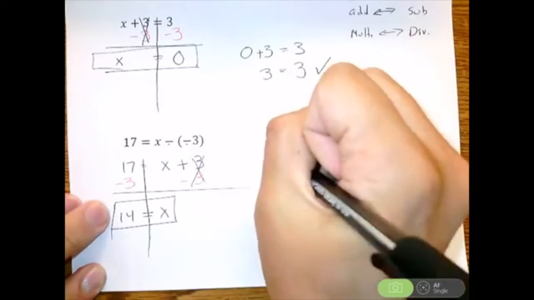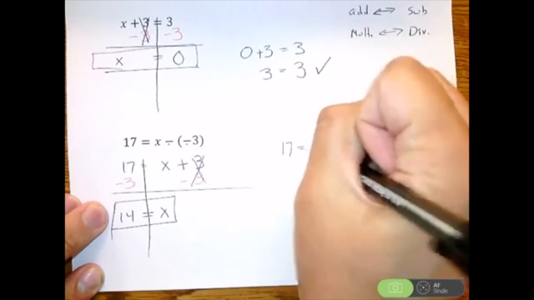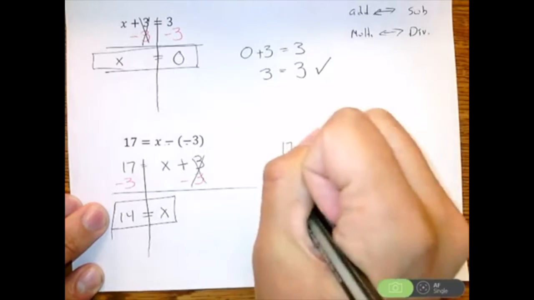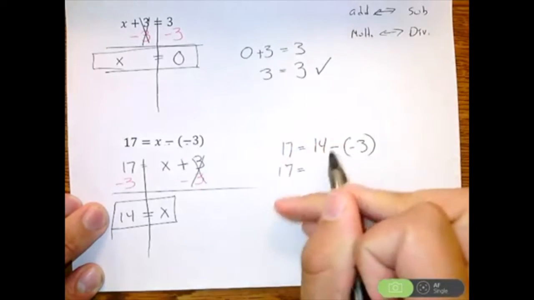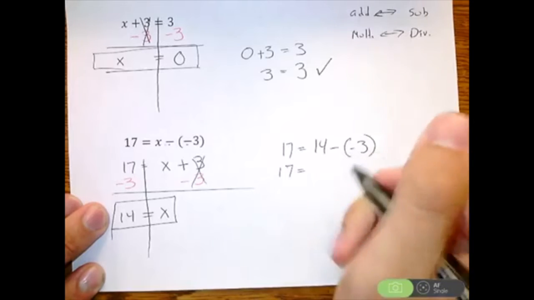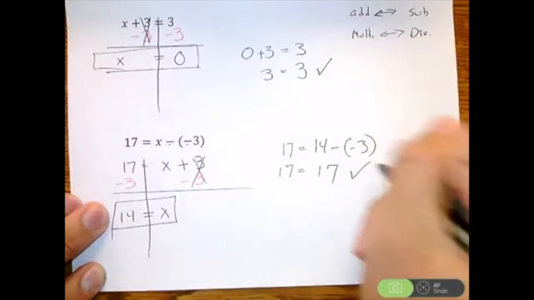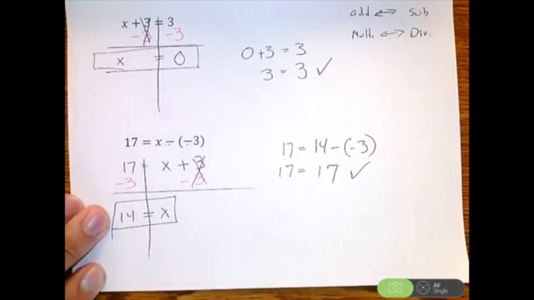Just need to check it now. 17 equals 14 minus, parentheses, negative 3. Left side is 17. Right side, a 14 minus negative 3. You could use a calculator if you need to, but that is also 17. So this answer works out.